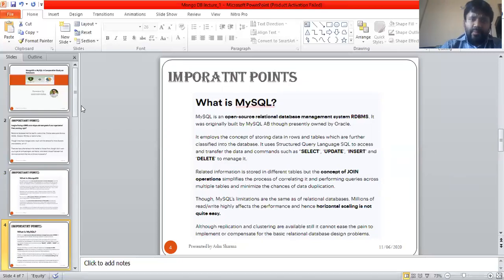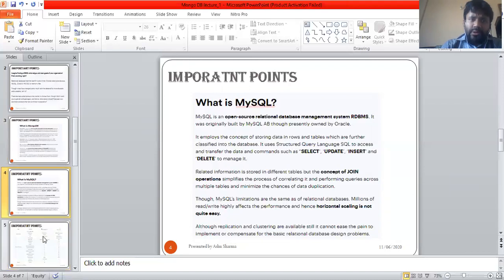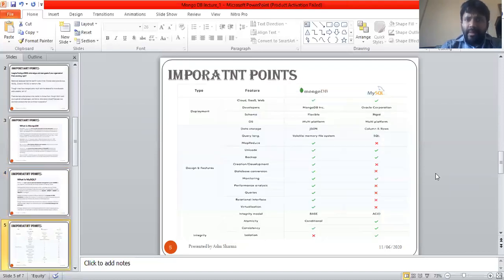So this is important that we go through this concept at the time when we are deploying our application or connecting our application at the backend with some of these databases. Now here is a list of some points on the basis of certain features. The first one is the deployment.